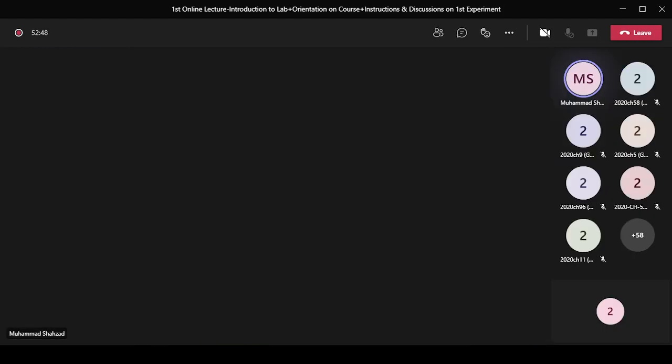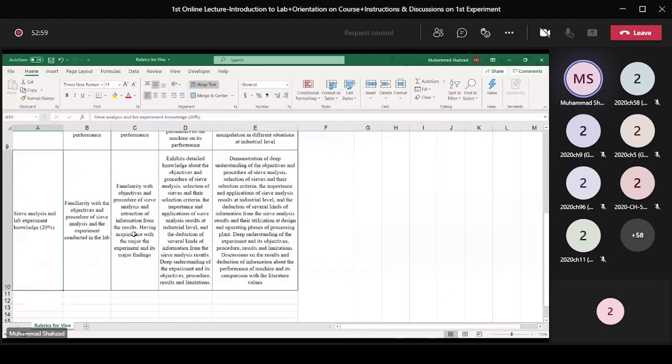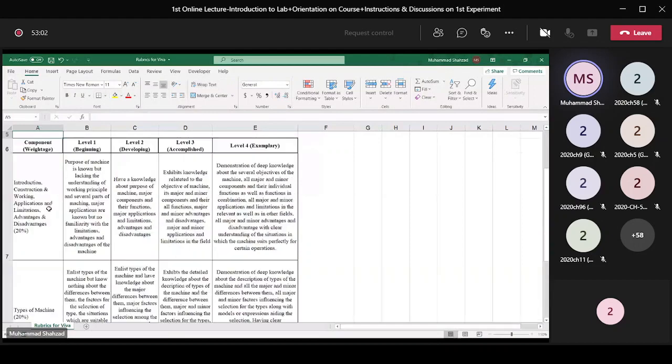Okay, I am sharing an Excel file. Can you see it? Yes, sir. Rubrics. There will be weightage given there, and it may vary. I need to modify it a little bit, but here the first component consists of introduction, construction, and working of the machine, applications and limitations, and advantages and disadvantages. I will ask questions related to these things for every machine which we are going to study in your lab, and these are related to your Viva.